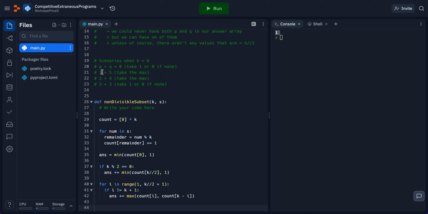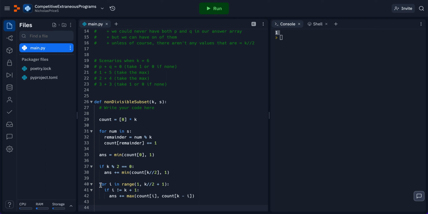First, you'll go through 1. Next, you'll go through 2. 2 will consider the remainders of 2 and the remainders of 4 and take the maximum, the one that occurs the most, and add those to our subset array. And then we run into this, and this will only happen when k is even.